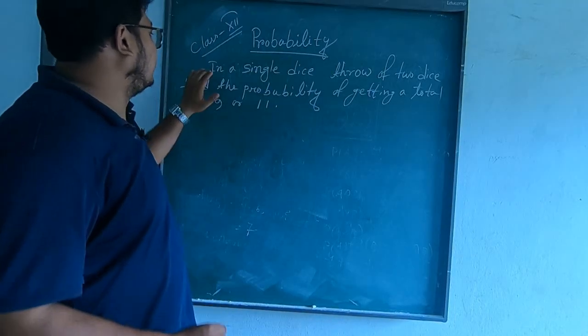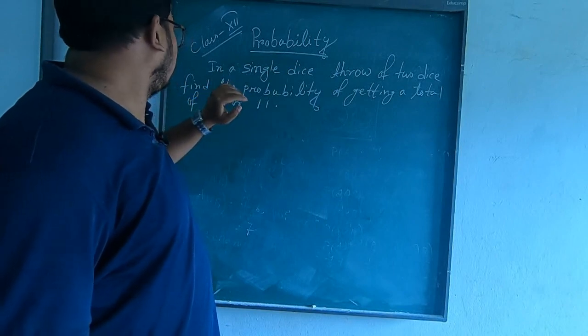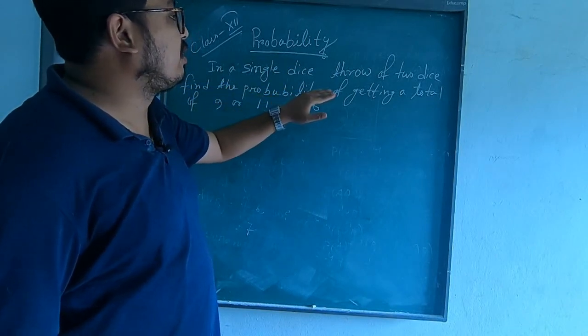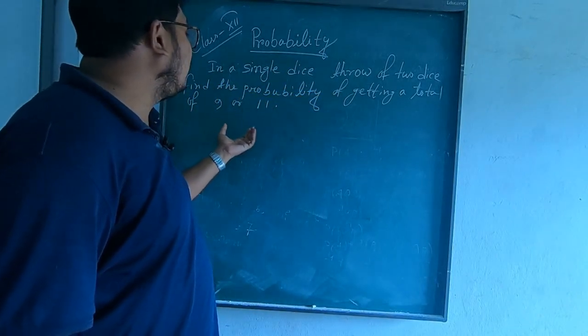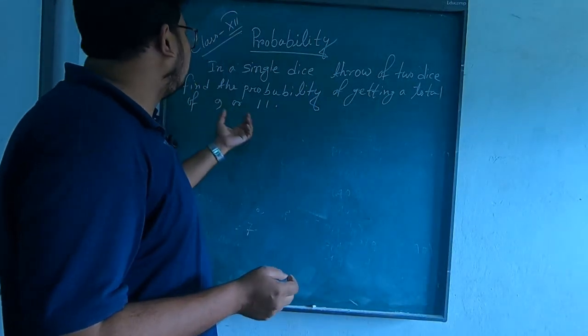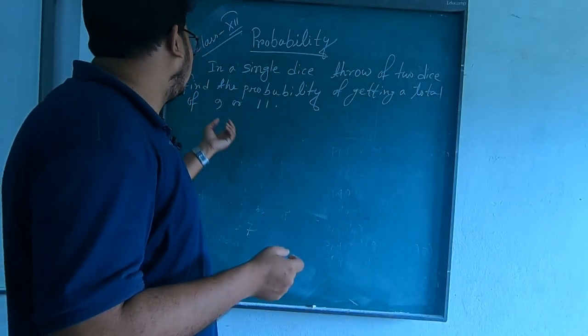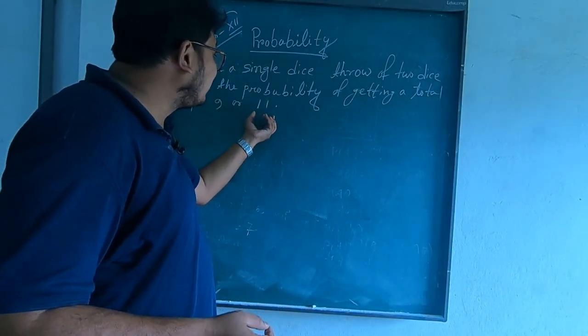Now let's see the question. In a single throw of 2 dice, find the probability of getting a total of 9 or 11. That means 2 dice will be thrown simultaneously, and you will see that the sum of the 2 dice, whatever occurs, whether it is 9 or 11.